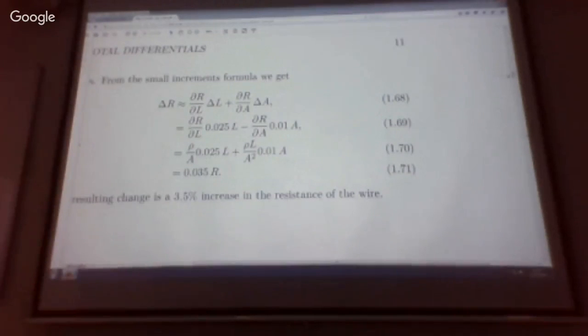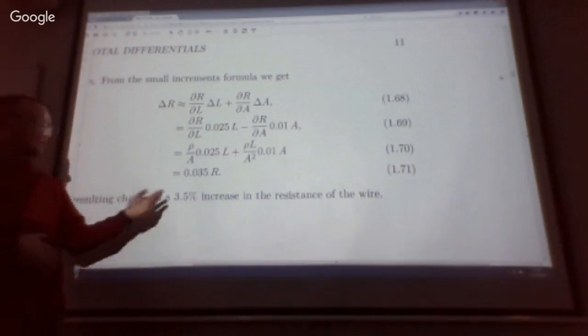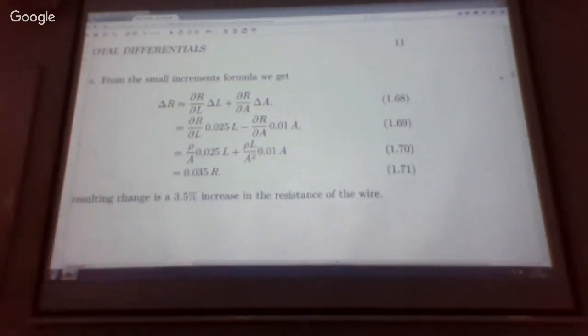Again, it's just a nice illustration of the utility of these partial derivatives. Okay, so those changes in L and A, the length and cross-sectional area of the wire, lead to a 3.5% increase in the resistance.